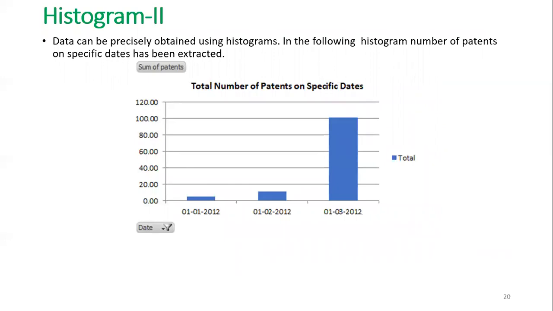And this is a histogram too. In the following histogram, the number of patents on specific dates have been extracted. The same, the dates on the x-axis and the sum of patents on the y-axis. So the total number of patents on particular dates have been extracted.